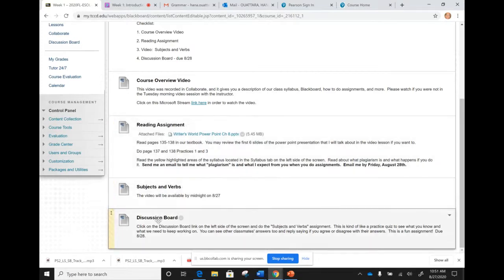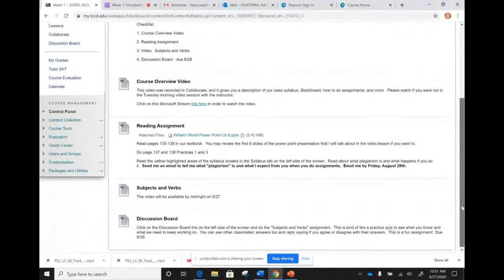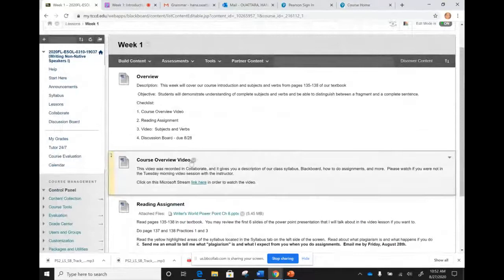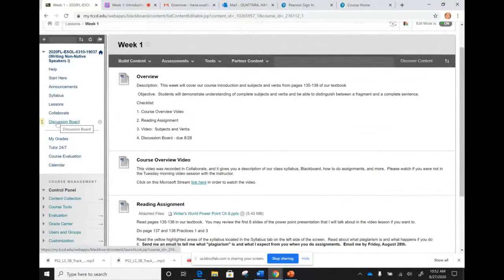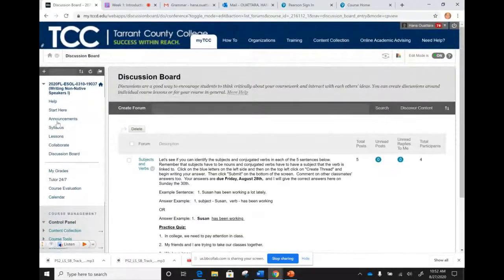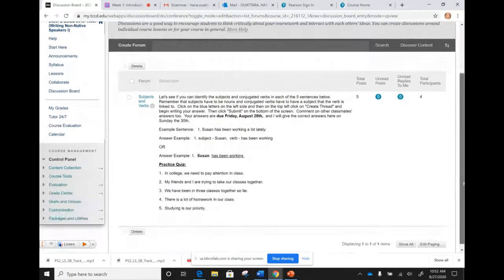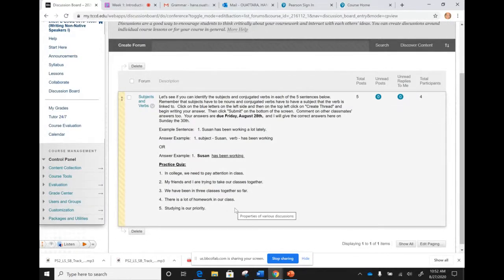Then you go down, discussion board, okay? This one is due on Friday. I need you to do this by Friday night. So to do this one, how do you do discussion board? You're going to go over to the left side, okay? And click on discussion board. And you click here and give your answers to this, okay? Does everybody understand this part? Are there any questions?